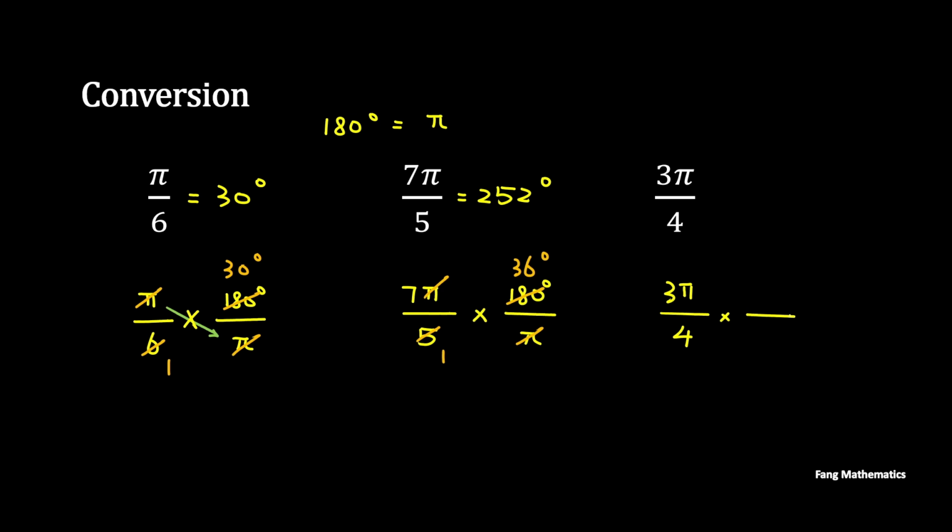The last, we have 3 pi over 4. You are to put pi in the opposite of the pi on the numerator to eliminate pi, and 180 degrees. Pi eliminates with pi. 4 can be divided into 180 degrees. So if you are to divide 180 degrees by 4, you should get 45 degrees. 3 times 45 degrees should get you 135 degrees.